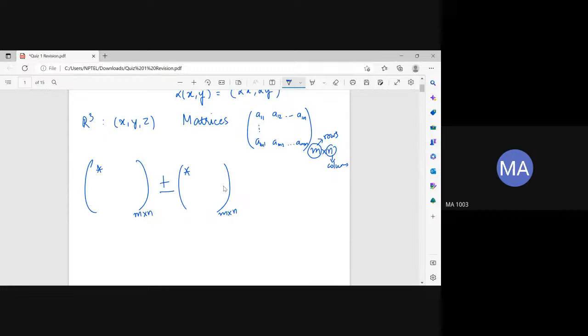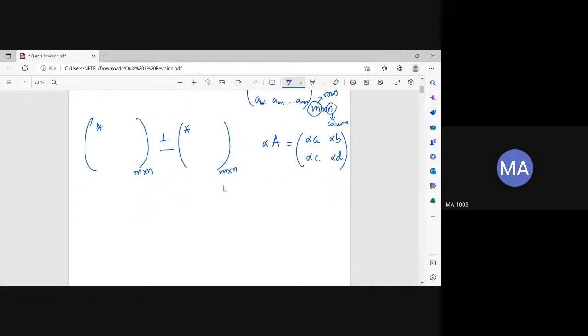Similarly, you can subtract two matrices and you can do scalar multiplication on matrices. So how does the scalar multiplication work? Each component. If I have a 2x2 matrix, then every component is going to get multiplied with that alpha.